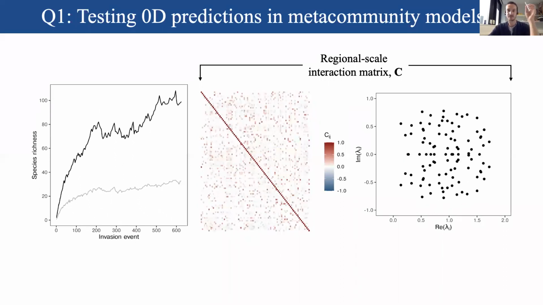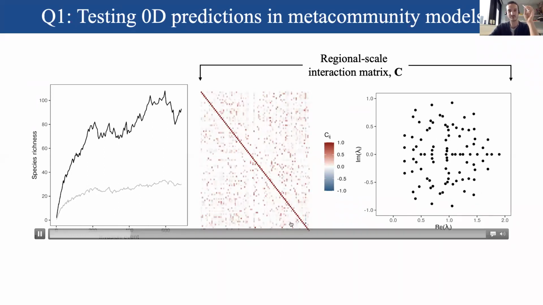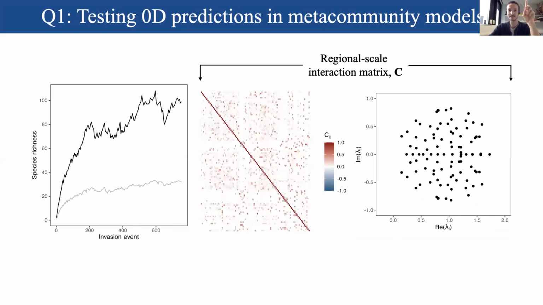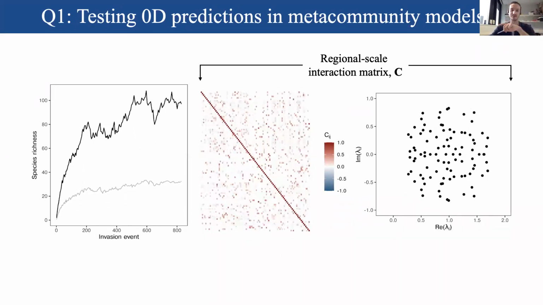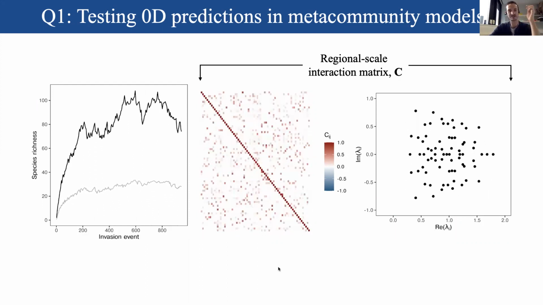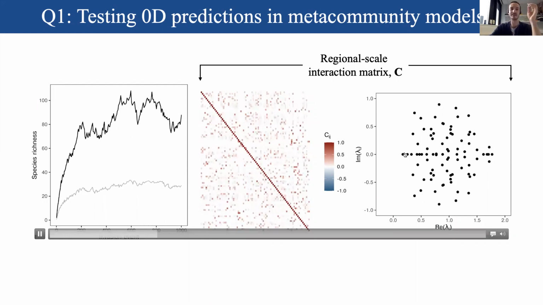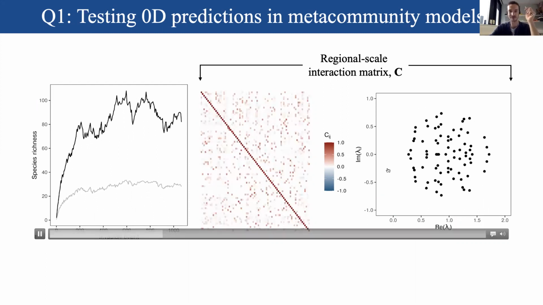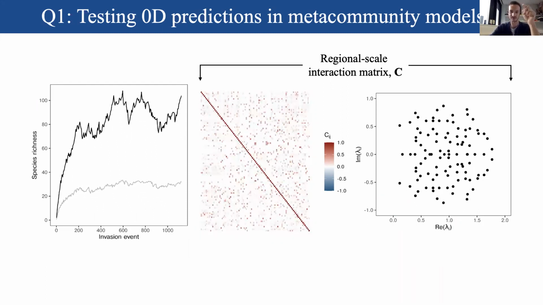Okay, so here you see the regional scale interaction matrix and its spectrum. The key thing to note in the spectrum is that, just as in the zero-dimensional case, the regional diversity will saturate at the point at which the leading eigenvalue of this regional interaction matrix approaches the origin.